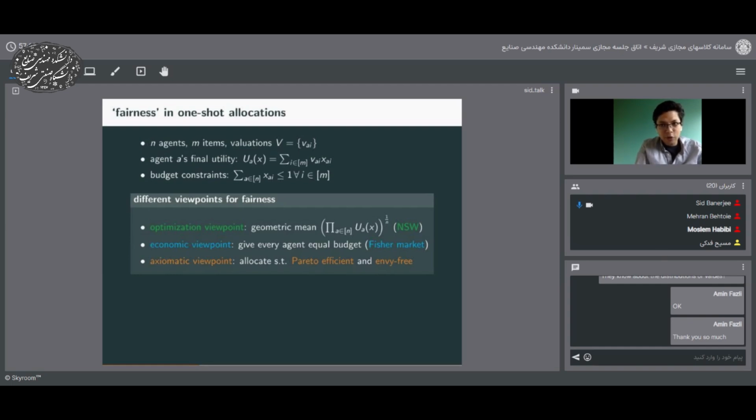Okay, so this is a good time for a pause. Any questions about these objectives? Again, this is not exhaustive. There are other ways of defining fairness, but I like to think of any fairness definition as falling in one of these camps. It's either optimization, economic, or axiomatic.